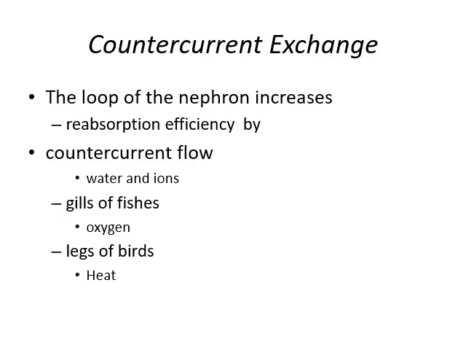So how does the metanephric kidney work? The first principle is countercurrent exchange. That is, the loop of the nephron increases the reabsorption efficiency by countercurrent flow, as water and ions are reabsorbed through the Bowman filtrate. Just like the gills of fishes, in which oxygen is absorbed by the countercurrent exchange mechanism, and in the legs of birds, where heat is exchanged by the countercurrent exchange mechanism.